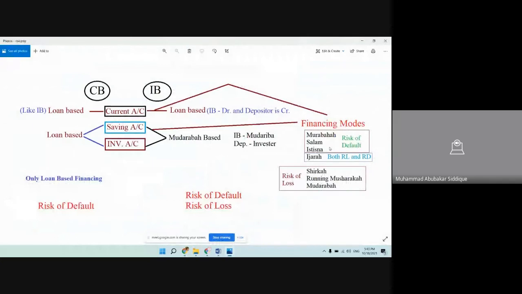So in ijara, both types of risk exist: risk of loss and risk of default. Risk of default, when customer does not pay or fails to pay rentals, then this is risk of default faced by Islamic banks. How can Islamic banks control this risk? Through charging a pledge, through charging any security, Islamic banks can control this risk. What is the risk of loss?